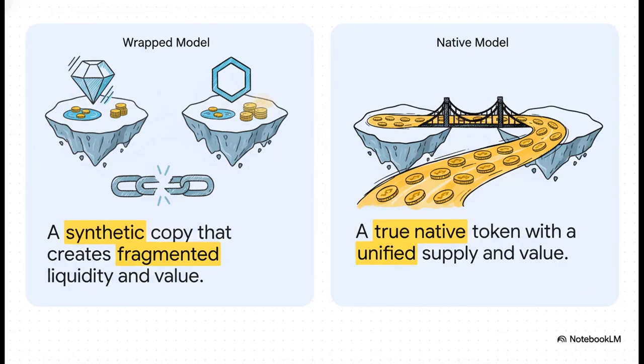And this is where it gets super clear. On one side, you've got these wrapped tokens. They're just synthetic promises, right? That leads to scattered liquidity, different prices for the same token on different chains. It's a mess. But on the other side, that's the goal. A single, native token with one unified supply, no matter which chain it's on.